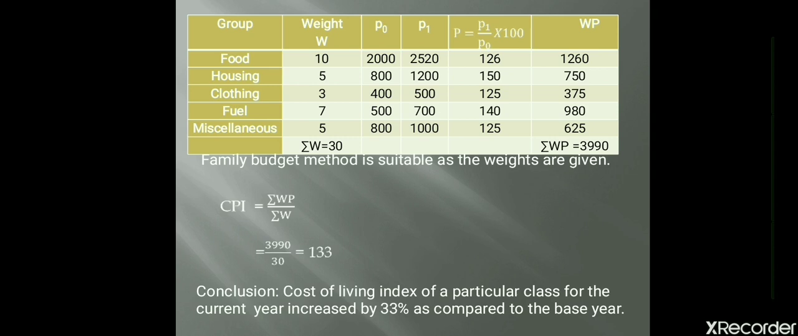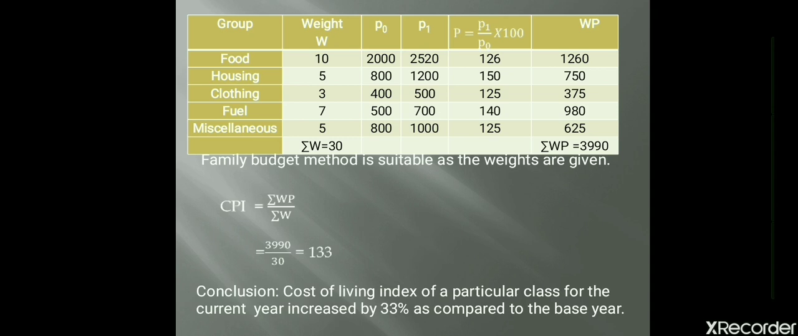We are writing the first column as it is with the heading group and the corresponding entries. In the second column, weight is mentioned with the notation W, the third column is base year price, noted by P0, and the next column is current year price as P1. So up to here the data is given in the problem.